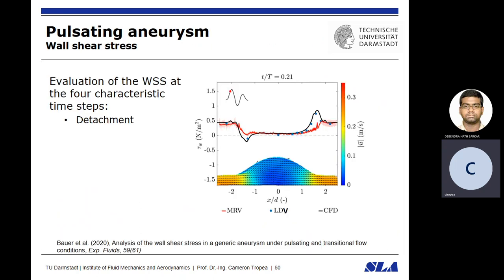And this is now the wall shear stress at different phases of the heartbeat. We're looking at the MRV, the LDV, which we said was going to be very accurate, and the CFD, which should also be accurate. The deviation between, let's say, the black line and the red line, you can see there are still some deviations. The MRV is not perfect.